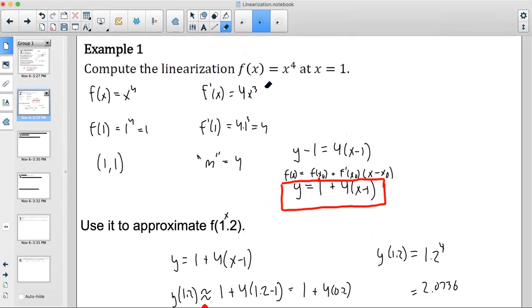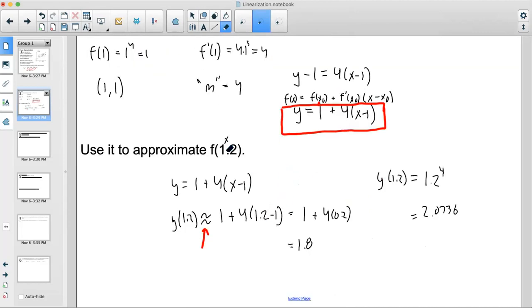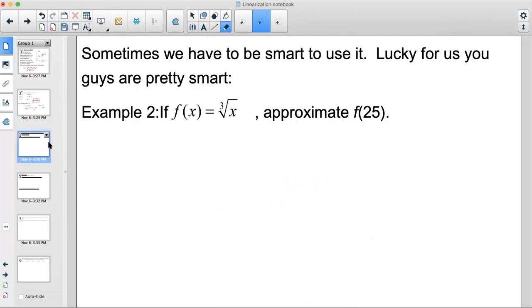You compute the linearization by writing the equation of the tangent line at the point they give you. Then you just plug in whatever x they're asking you for. That's how you do the approximation.